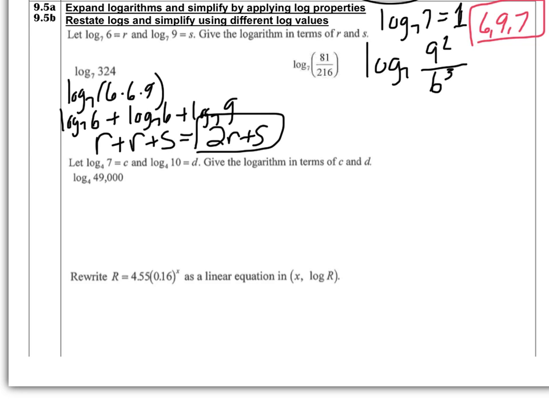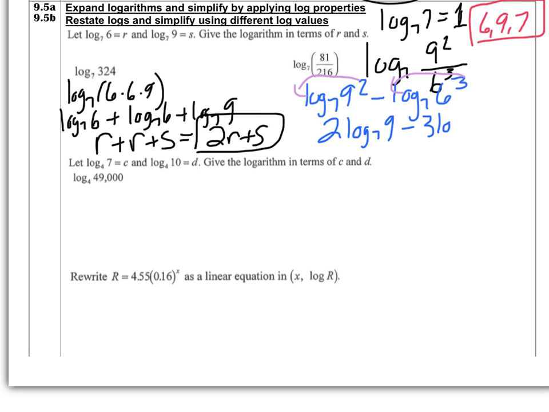Now remember, property of logarithms, when I have division, it's pulled apart into subtraction. So this is log base 7 of 9 squared minus log base 7 of 6 cubed. Also be cautious, we don't keep exponents in logarithms. They come forward. So the 2 will come forward and the 3 will come forward. So what we're going to end up writing for this is 2 times log base 7 of 9 minus 3 times log base 7 of 6.